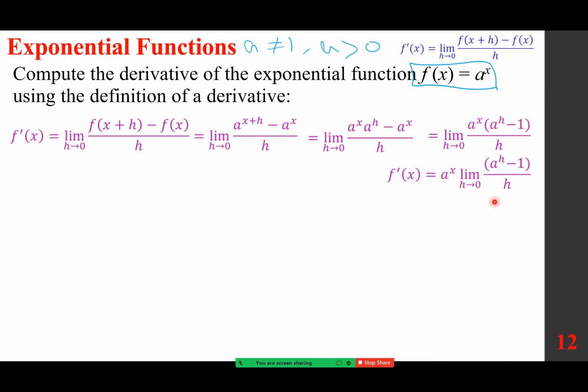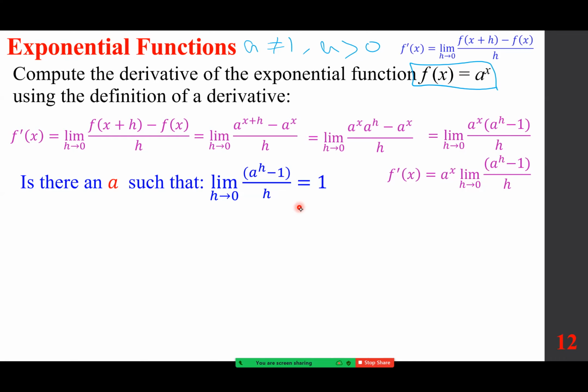What if we have a base a, some base a, such that this portion becomes 1? If there is such a number that this becomes 1, then f of x becomes identical to f prime of x. So is there an a, is there a base such that this limit equals 1? That's what we are looking for, because if it is, f of x becomes equal to f prime of x.